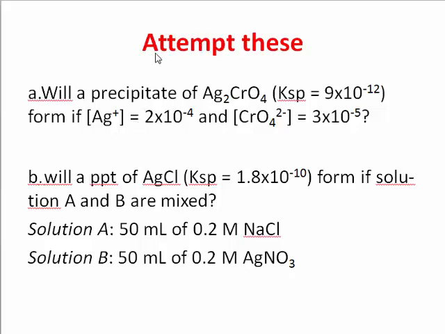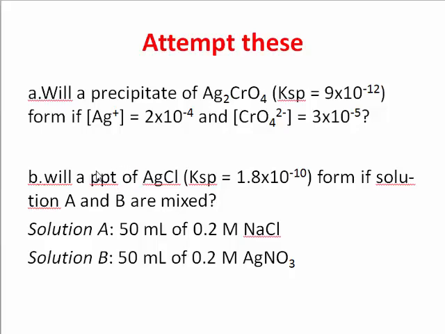Here are a couple of precipitate problems you can attempt. Will a precipitate of silver chromate form, and here is a K for silver chromate, an insoluble compound. Will a precipitate form if the concentration of silver is 2 times 10 to the negative 4 and the concentration of chromate is 3 times 10 to the negative 5? Alright, this is the easier of the pair of examples.